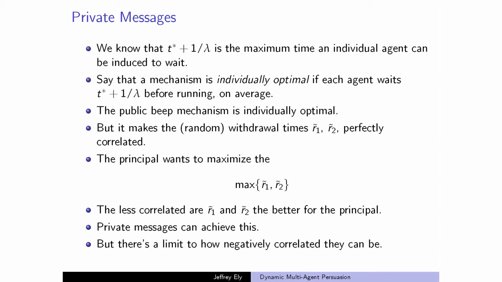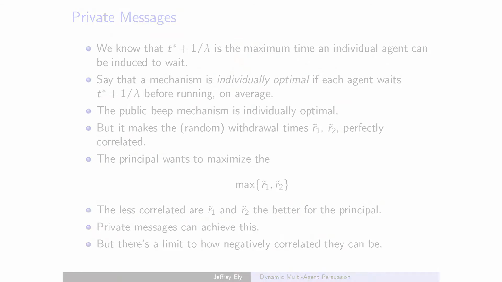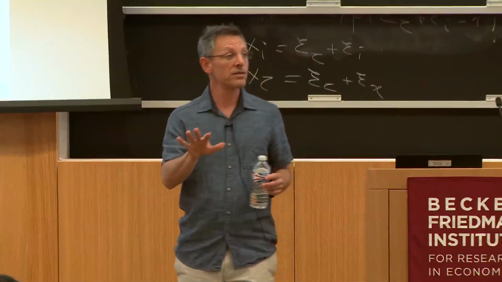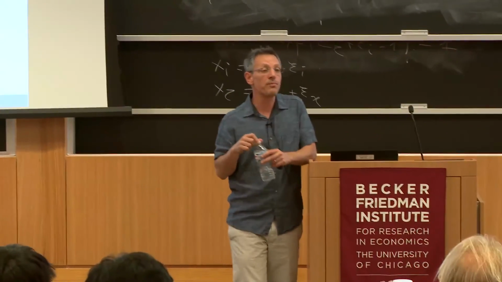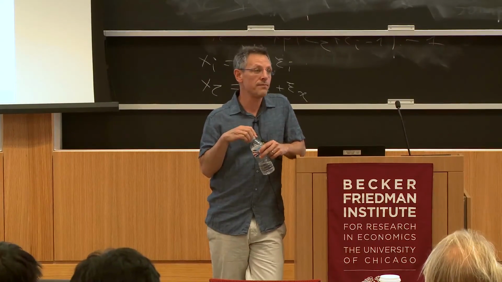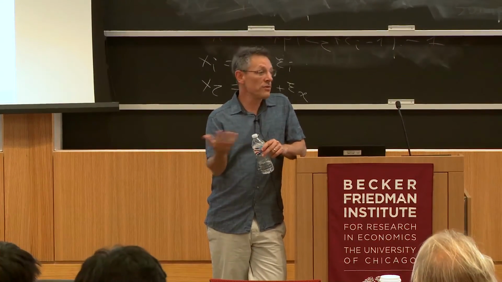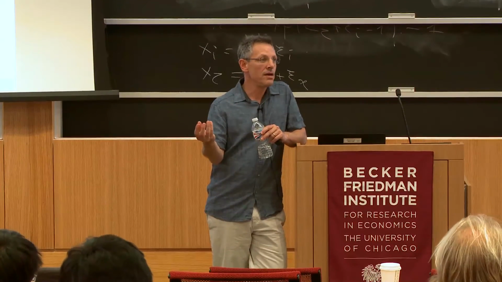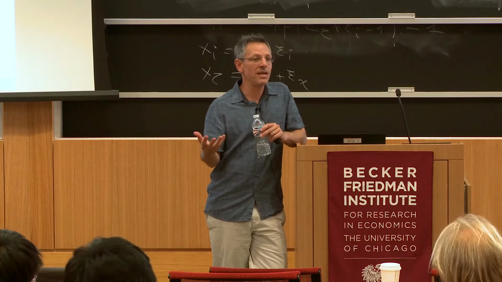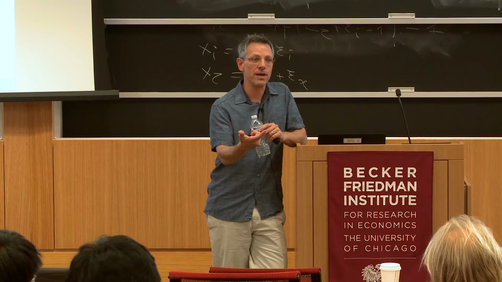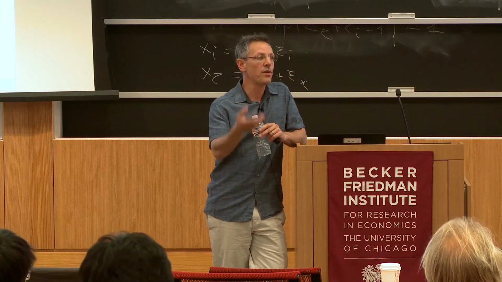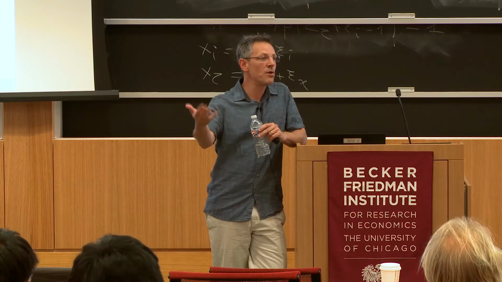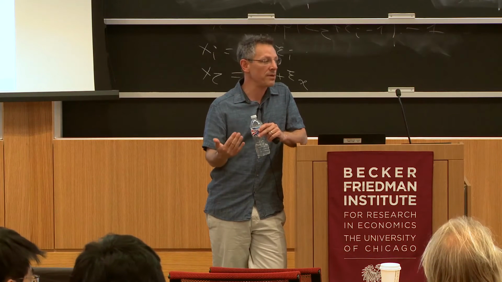All right, so let me first show you how to construct a mechanism which is individually optimal but not perfectly correlated. Individual optimality so far meant a delayed beep. But if I give both agents the delayed beep, I'm making a perfectly correlated mechanism. They will both hear the beep T star moments after the bank run, after the bank becomes insolvent.